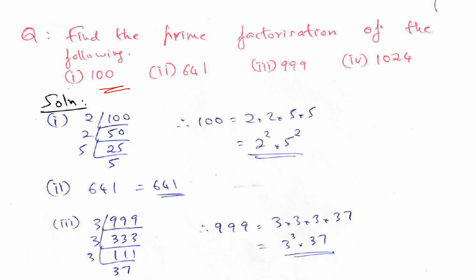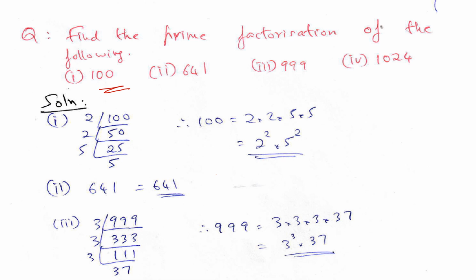Next again, 111 is divisible by 3. So you get 37, and you see 37 is a prime there. You cannot go further. So 999 is nothing but 3 into 3 into 3 into 37. That is 3 cube into 37.